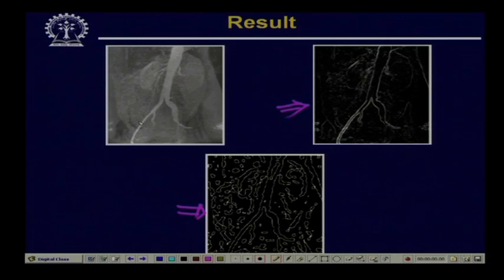So, this establishes, as we said earlier, that the LOG operator, the Laplacian of Gaussian operator, can determine the location of an edge present in an image.